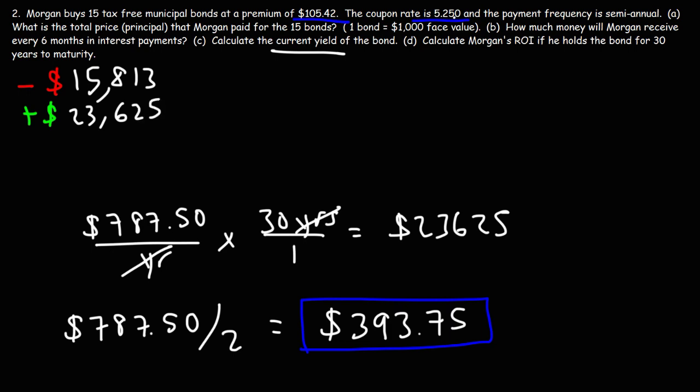Now, at maturity, that is when the bond matures 30 years from now, the issuer is going to pay back the face value of the bond. So Morgan owns 15 bonds. The issuer is going to pay $1,000 times 15. So he's going to pay Morgan $15,000 at the end of 30 years. So if we add those 3 numbers, we can get the net gain for this particular investment.